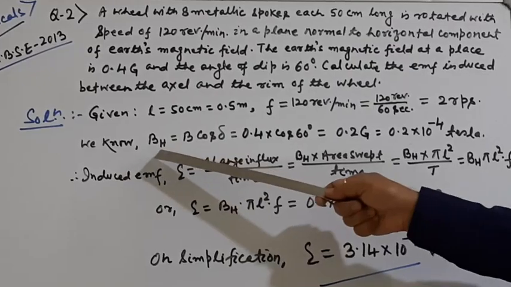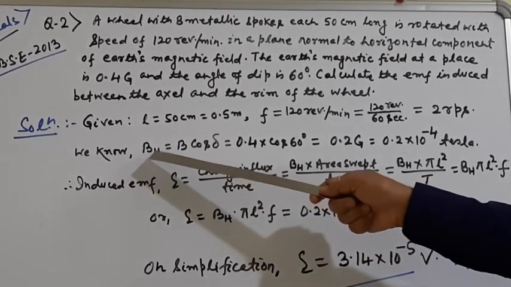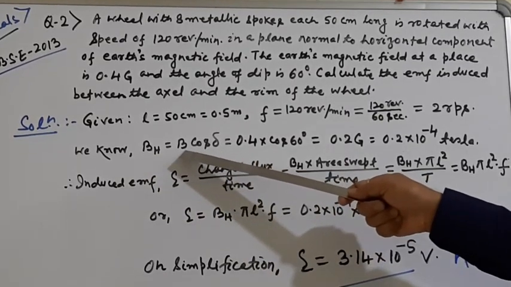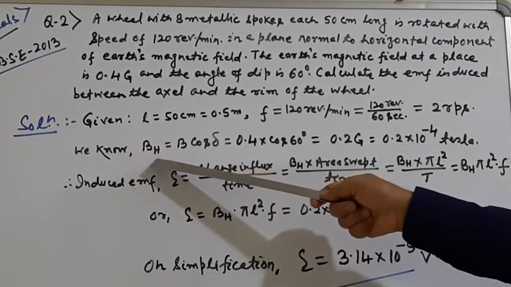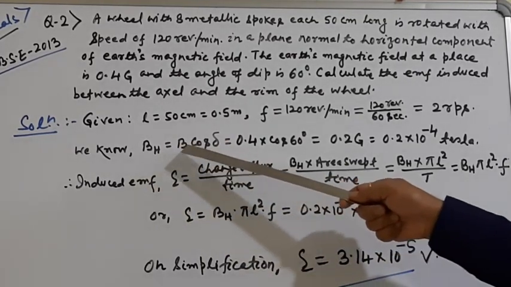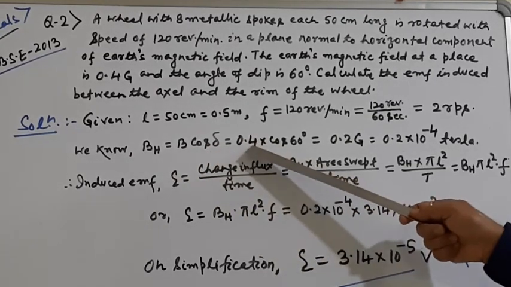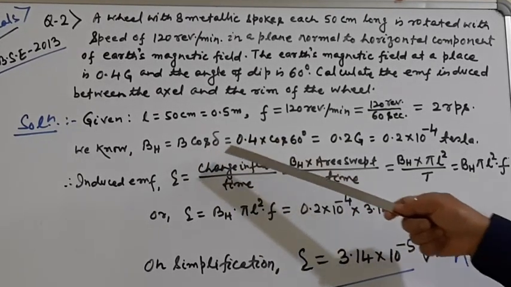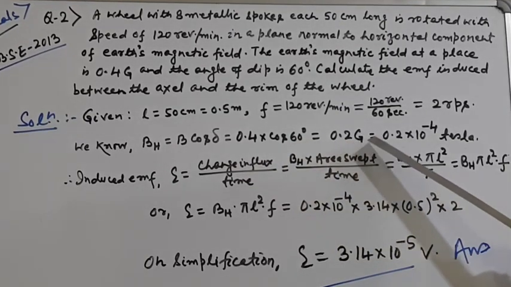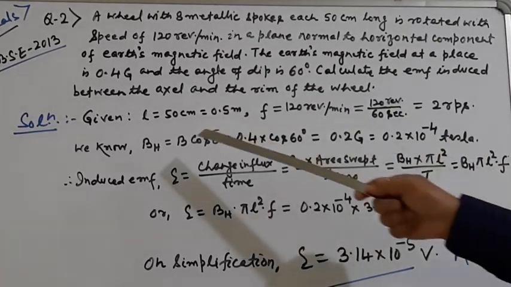We know one formula from the chapter magnetism: the relation B_H is equal to B cos delta. B is the original magnetic field, B_H is the horizontal component of the magnetic field, and delta is the angle of dip. You will be taught this in magnetism. So B_H is equal to B cos delta. Put the value: B_H is equal to 0.4 cos 60 degrees. So 0.2 Gauss, converting to Tesla, 0.2 into 10 to the power minus 4 Tesla. So you have got B_H.